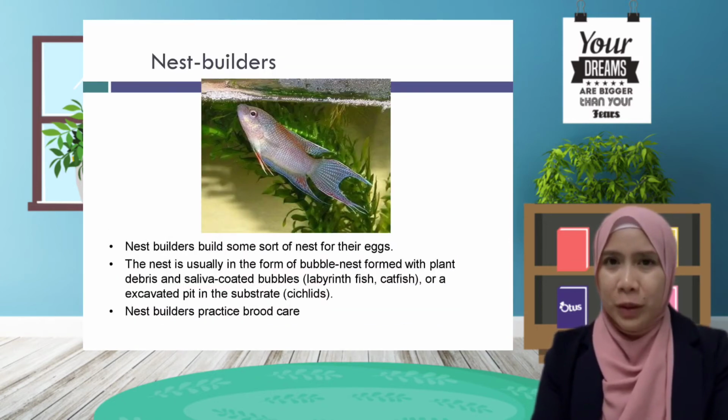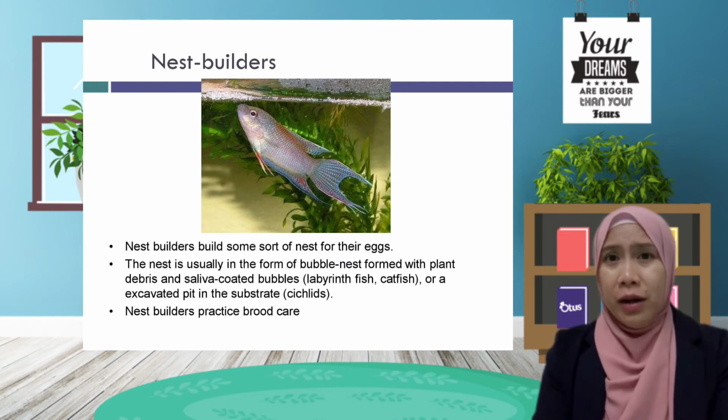Next, we have nest builders. Nest builders build some sort of nest for their eggs. The nest is usually in the form of a bubble nest formed with plant debris and saliva-coated bubbles, such as labyrinth fish and catfish, or an excavated pit in the substrate, such as by cichlids. Nest builders practice brood care.